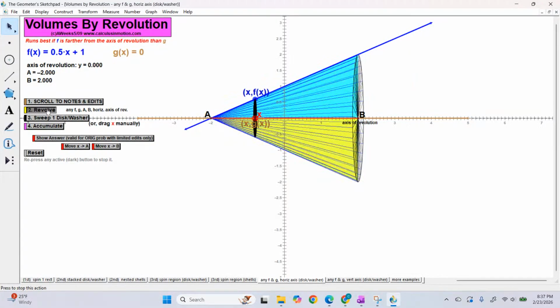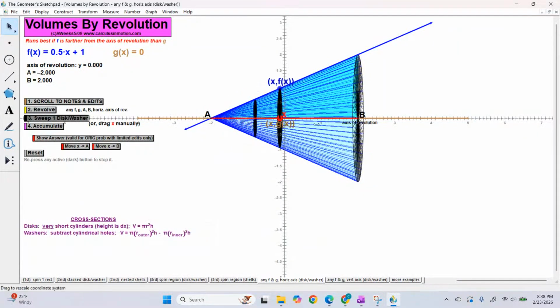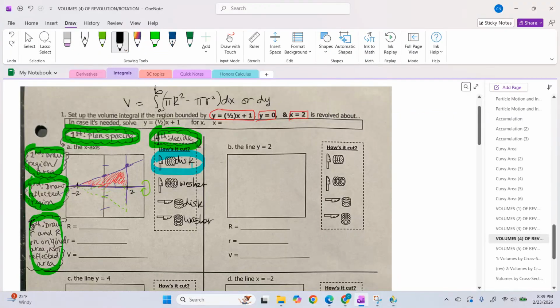All right, I'm going to sweep one disc/washer, and you should be able to see pretty clearly this is definitely a disc, like a tortilla. There's nothing hollow about this. And you should also notice that as I'm chopping to the right, the radius is getting larger. So I'm going to need an expression for my radius. Another thing you need to notice is where your circles, really they're cylinders, remember, you add volumes to get total volume. Your cylinders are starting at this x value of -2, and you chop all the way over to 2. So on my diagram here, my cylinders start at -2.